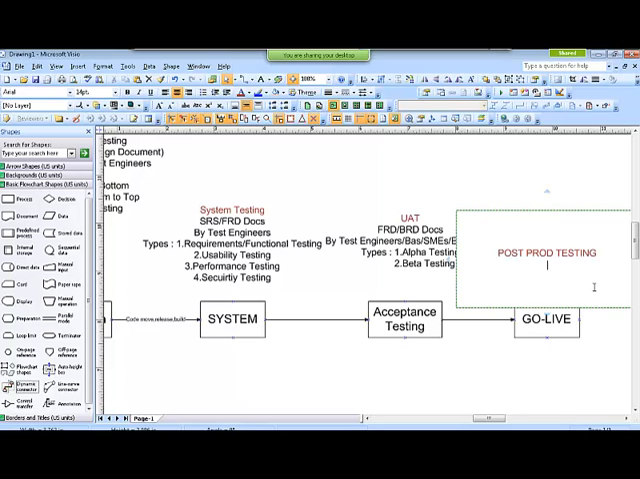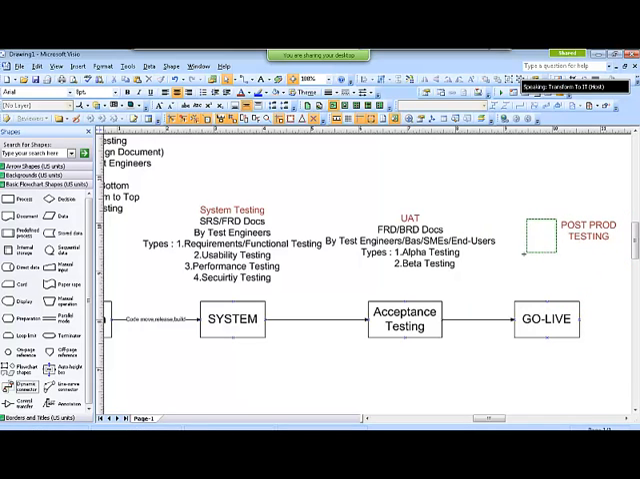When I say post production, everything has moved to go live. Now end users are using the same. Meanwhile, in the background, you can also conduct post production testing. Is everyone clear? That is called post production testing. For this, you don't need to use any special documents, nothing. Is everyone clear?